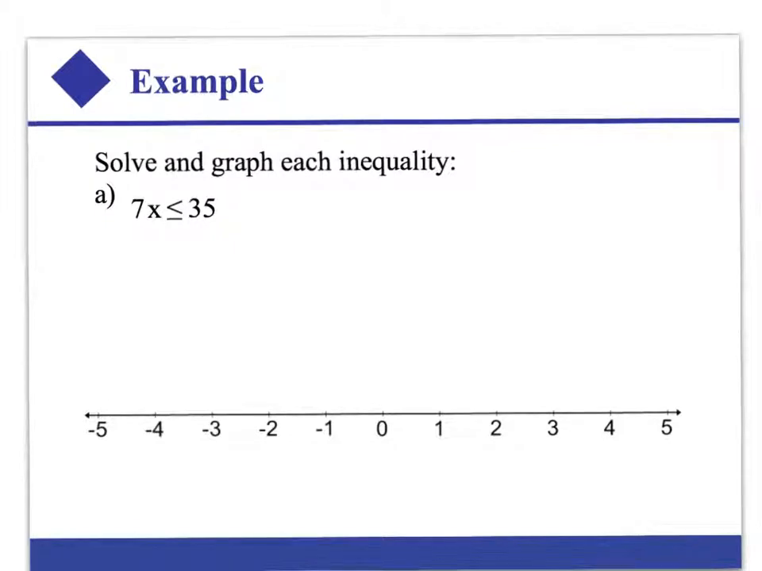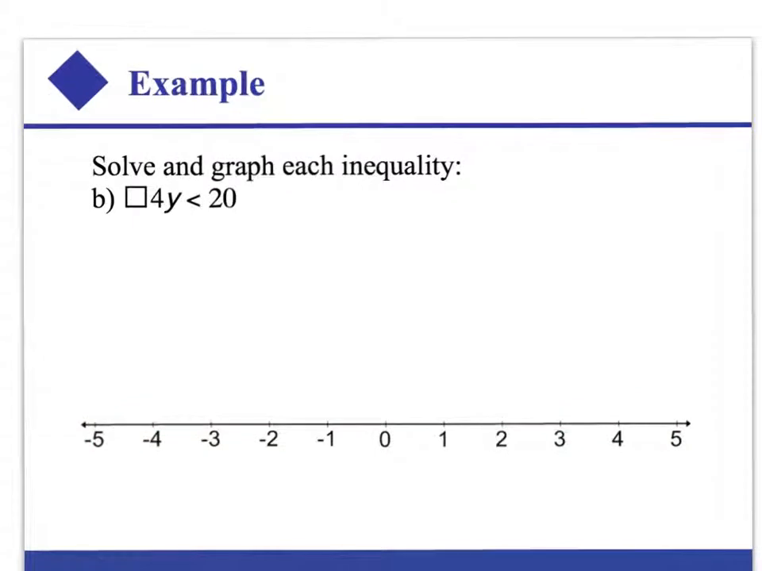If I have 7x is less than or equal to 35, and I divide both sides by 7, what do you notice about that 7? It's positive, right? So x is less than or equal to 5. So we draw the bracket and we shade in this direction.